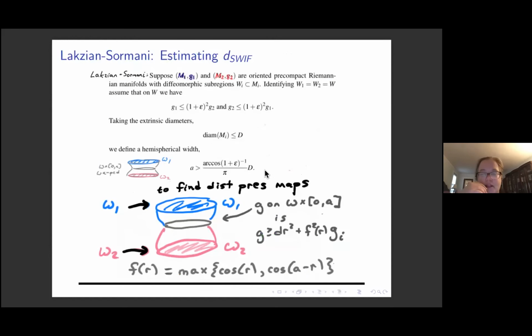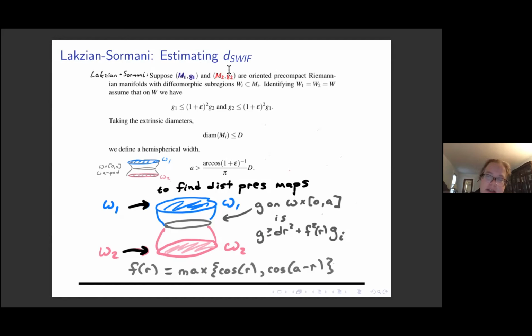So to estimate the SWIF distance between two manifolds, in joint work with Sajjad Lakzian, we assume M1 and M2 are oriented pre-compact Riemannian manifolds. That means their metric completions are compact, with diffeomorphic subregions W_i contained in M_i. So the reason we say pre-compact here is we're allowing the removal of singular points so that we have nice smooth Riemannian manifolds. So just cut out any cusp or cone tips or even any edges if you have to, okay? And then you have your pre-compact Riemannian manifolds. Then you measure the distance between them, and then you worry about whether those points should have been added back in or edges after doing this estimate.